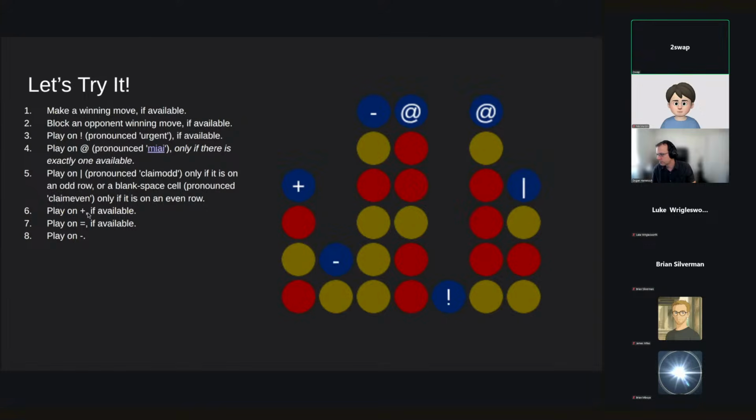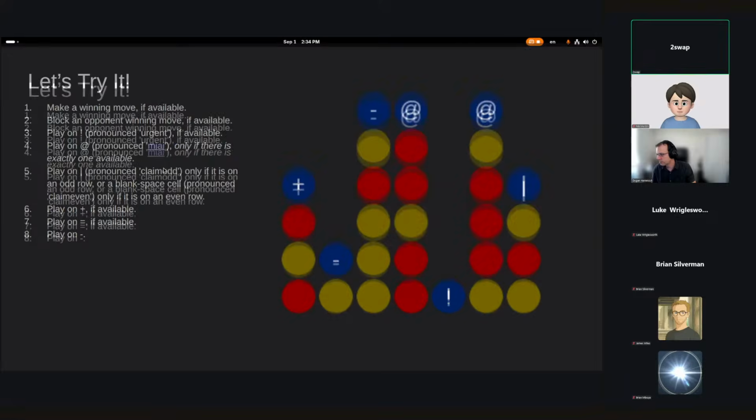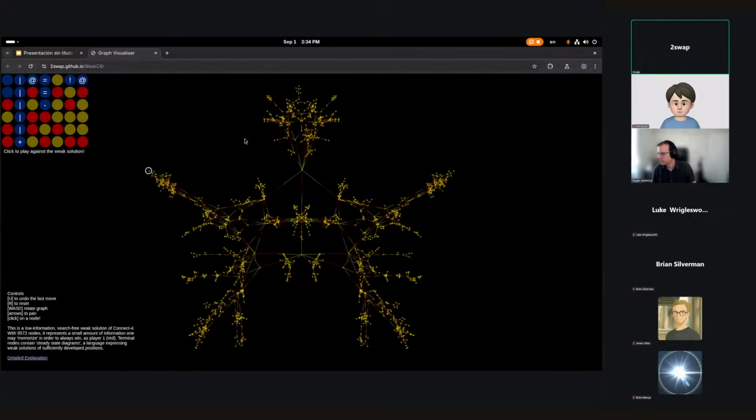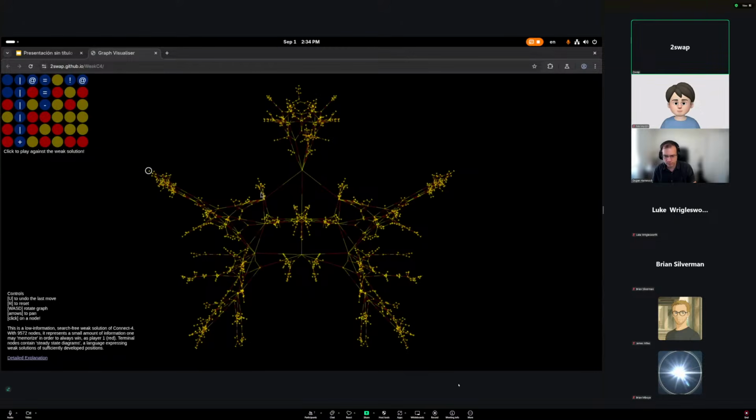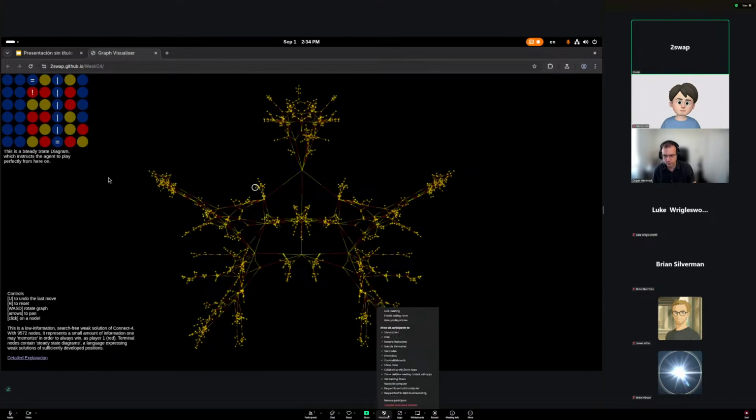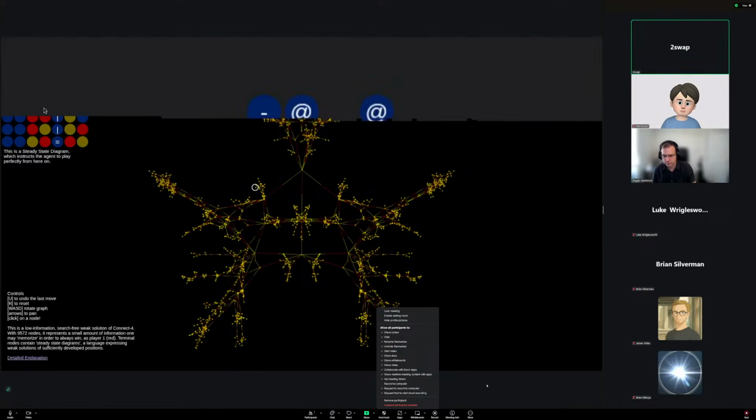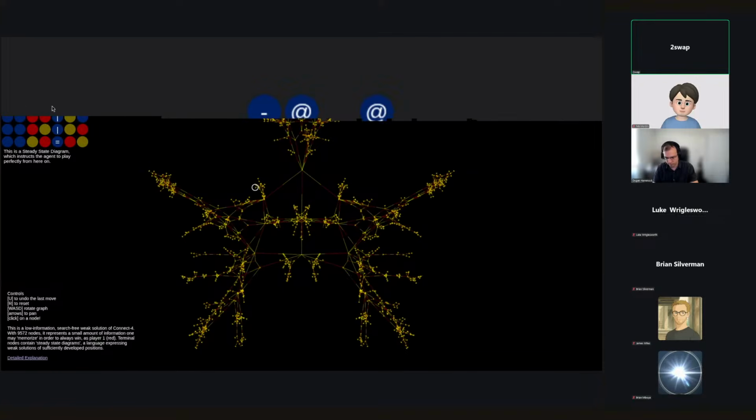Okay, so let's try it. Just to make sure the mechanic here is clear, this is my website with the weak solution on it. I'll click on a node here, and now we're playing as yellow. The agent is playing as red to demonstrate the weak solution. So imagine, where do you want to go as yellow? If you're playing as yellow here, anybody have any suggestions? Where would you want to play?